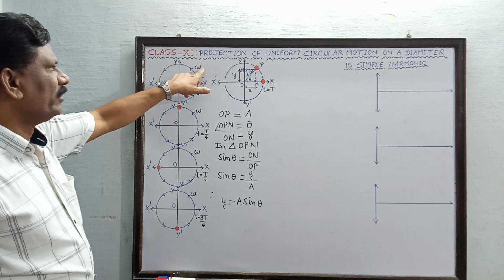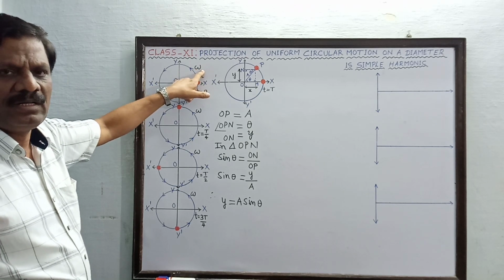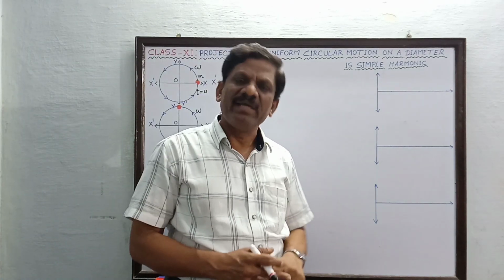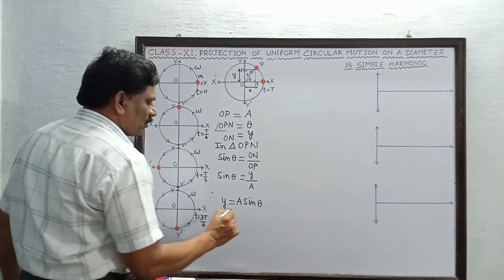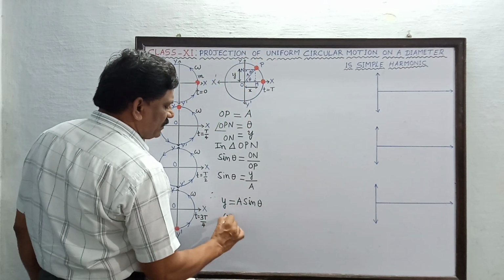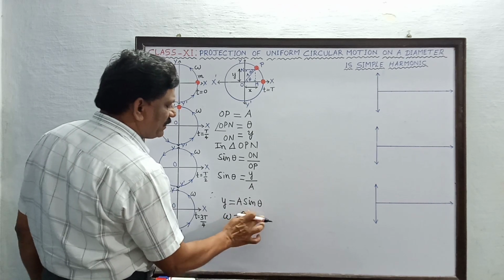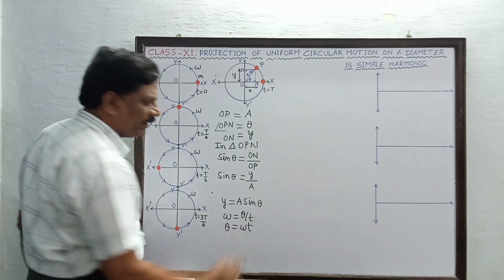But here, what is the angular velocity? Angular speed is omega, is it not? Omega, how will you define angular velocity? It is the rate of change of angular displacement. So omega is equal to theta by t. This implies theta is equal to omega into t.